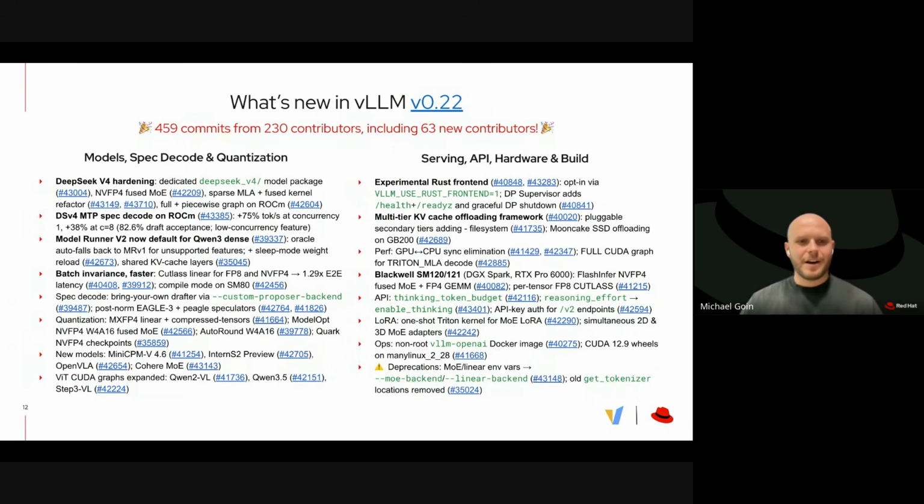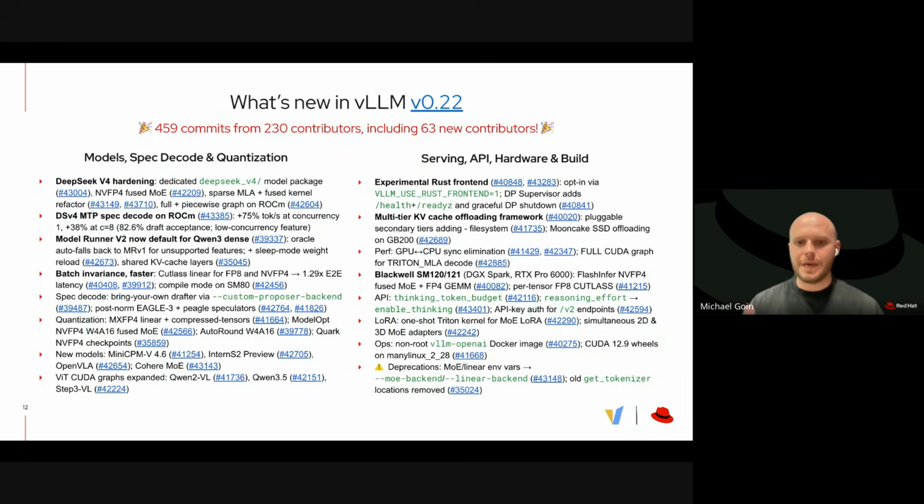With just some of the things that have happened over the past 2 weeks, I'm still going to spend some time on the vLLM release we actually had since then. This was a pretty hefty release. We had 459 commits from 230 contributors, 63 of those brand new contributors to the project. So love to see that.